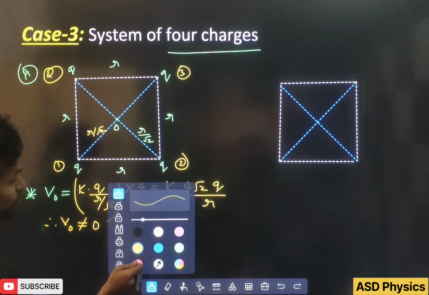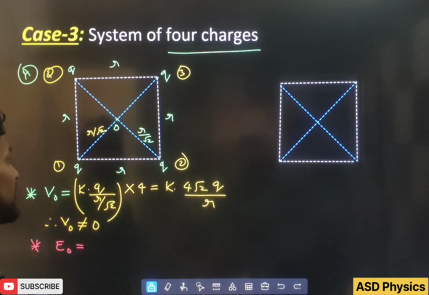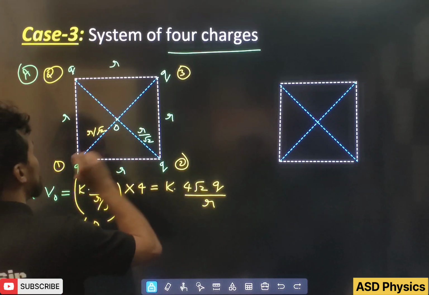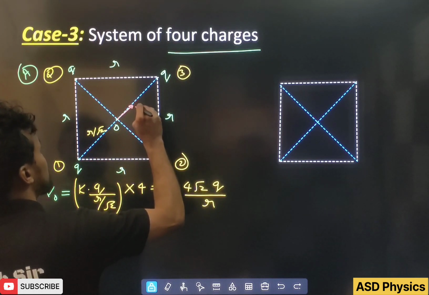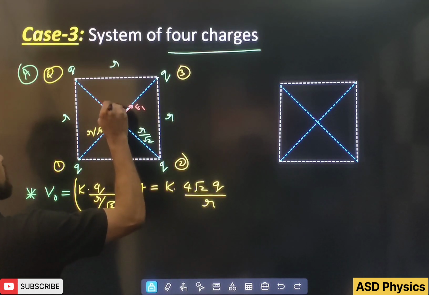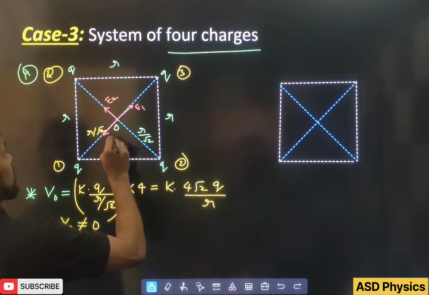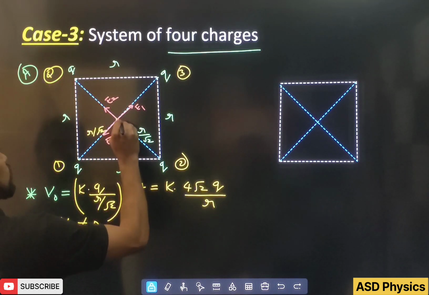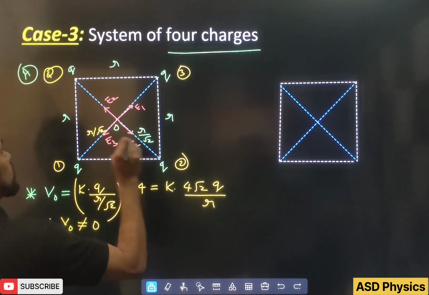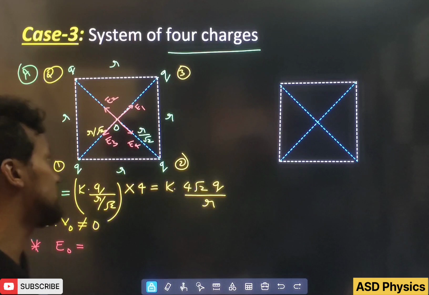Now after that, what about the electric field? Electric field at point O, how much? Again think, please. Due to this 1, the electric field is away, I am calling it E1. Due to this 2, the electric field is away, E2. Due to this 3, away, E3, and due to this 4, away, E4. All these electric fields will be the same in magnitude. Directions are different, but the same in magnitude.